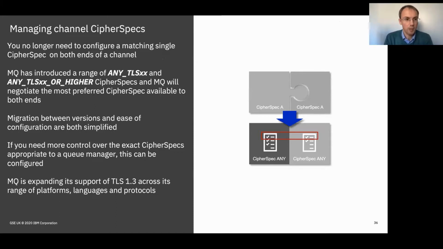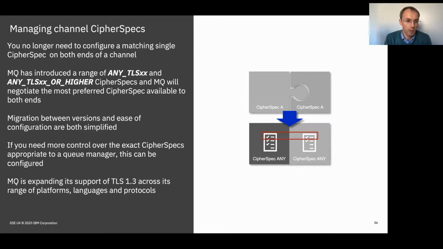One of the challenges that we've had for customers for many years is managing Cipherspecs for TLS channels, whereby each of the Cipherspecs you used had to be defined consistently and explicitly at both ends of the channel. This made it very difficult to update the Cipherspec that you wanted to use, particularly in large environments such as large clusters of queue managers.